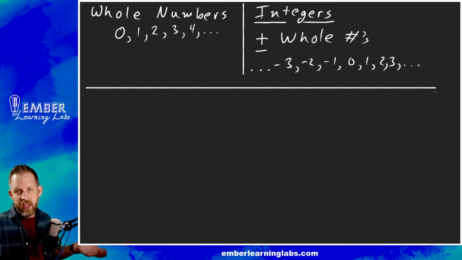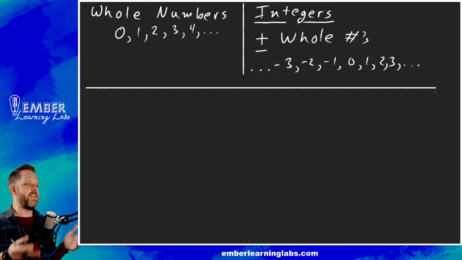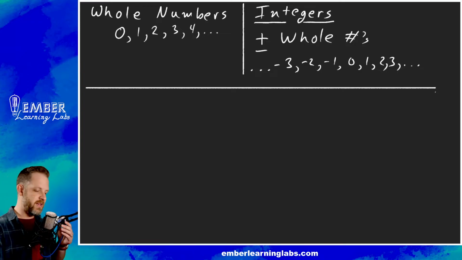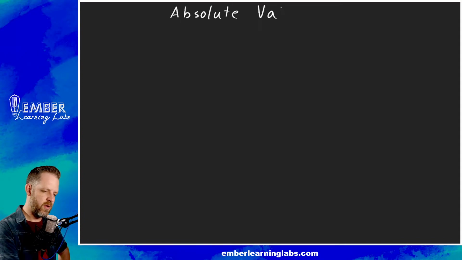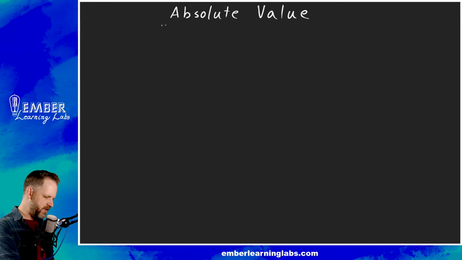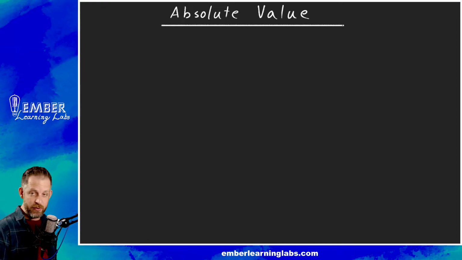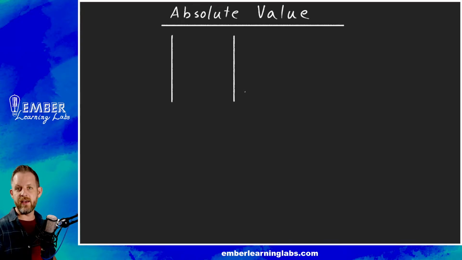So the other part of this video and the other definition that we're going to get in here is what is absolute value. I'm going to clear this and do a brand new screen. So absolute value. First of all, let's start with the symbol for absolute value. The symbols for absolute value are lines that look like this, two straight up and down lines.